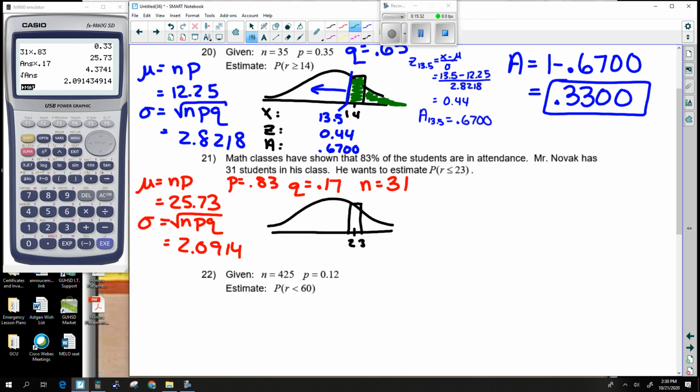Okay, here we want to know that R is less than or equal to 23. So that leaves the edge right here, which is a little bit above the 23. So we are operating with 23.5. When I do find this area, it will be the area to the left, which is exactly what I want. So I am not going to subtract this from 1.